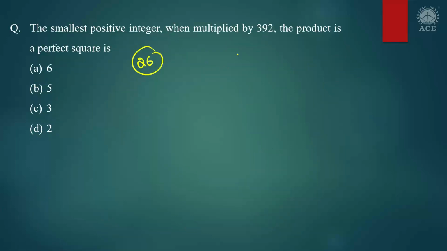Now, series 26. 392 must be multiplied by what, so the answer is a perfect square? 392 must be multiplied with what, so that the answer is a perfect square? Okay, solve this one. Sometimes divided by what? Added by what? There may be different questions. This is the first question, multiplied by. They can ask added by also.